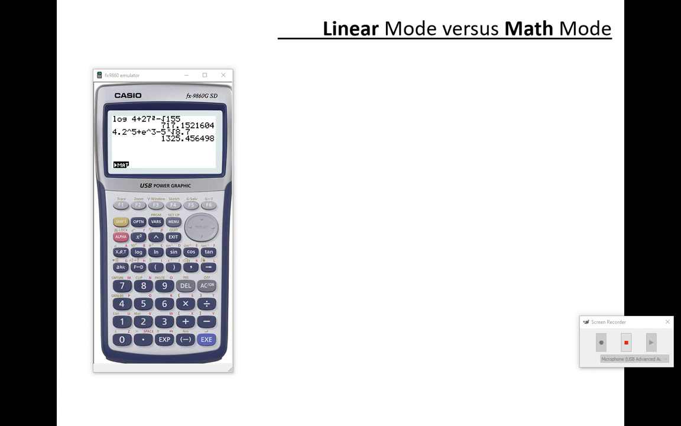Basically, math mode is supposed to be set up for people who are taking math, which you'd think would be everybody who has a calculator like that, but maybe it's not. In math mode, it'll try and help you out. It'll try and think the way you're wanting to think. Here's what I mean by that.